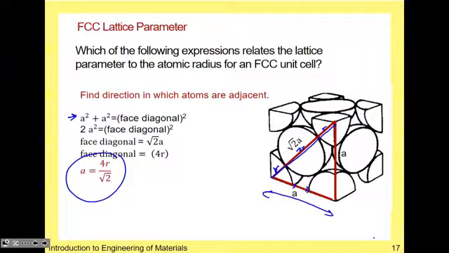So should you remember this? Absolutely. Should you also know how to derive this? Also absolutely, okay? That's how one goes through the process of relating lattice parameter to atomic radius.